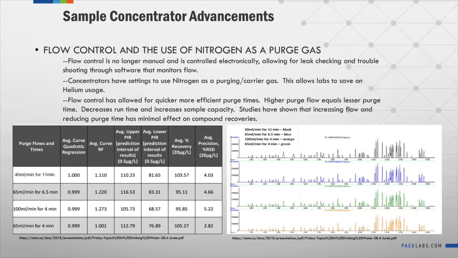In fact, studies have shown that increasing flow and reducing purge time has minimal effect on compound recovery. As you can see from the data below, from a study on purge time and purge flows, recoveries for compounds vary only slightly when increasing purge flow and decreasing purge time. Next to the data, you can see that the chromatographs from the study show that there is little difference in peak resolution.